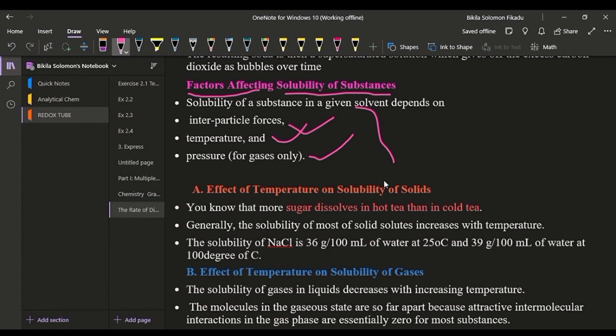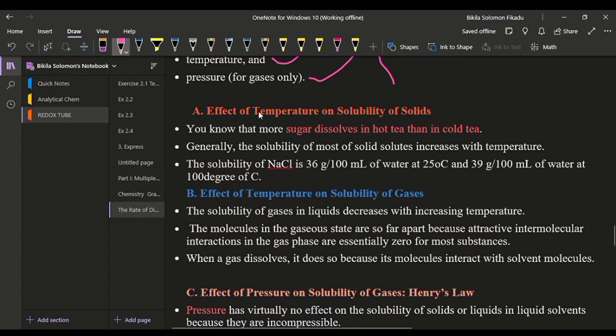The first one is effects of temperature on solubility of solids. So you know that more sugar dissolves in hot tea than cold tea.